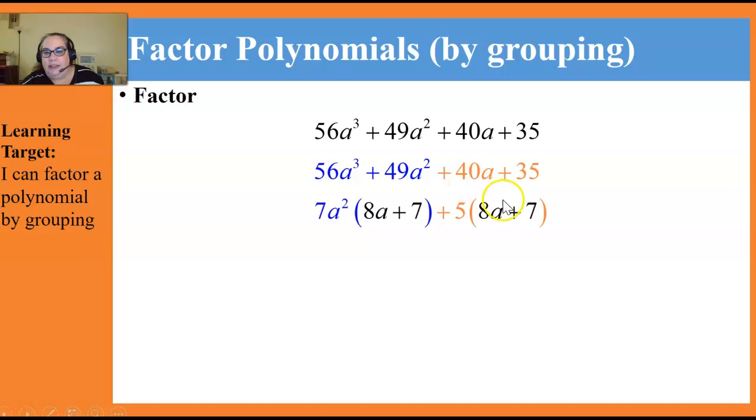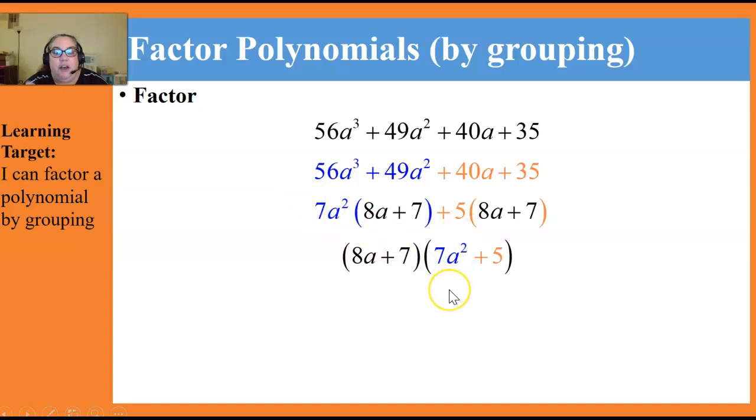If one of these is plus and the other one is minus, there was a mistake somewhere. You need to go back and make sure that you are detail oriented and making sure that all of your signs are appropriate. Make sure that you're factoring out the greatest common factor and not just a common factor. But now that we have this set up and we've got two terms with a common factor, what I'm going to do is factor out that common factor of 8a plus 7. And then my other factor, when you factor something out, you write down the leftovers. So that's going to be the 7a squared plus 5.